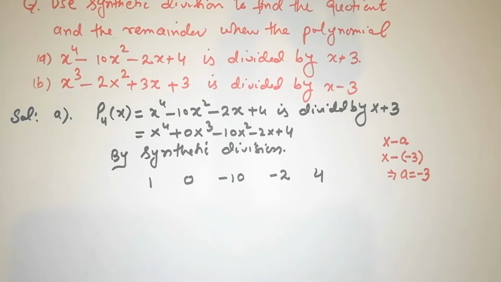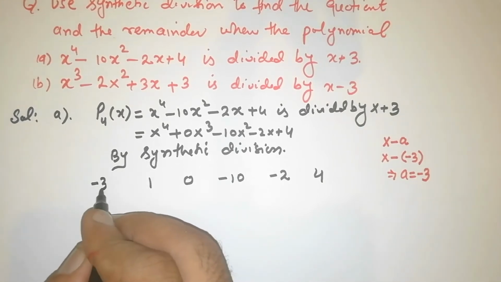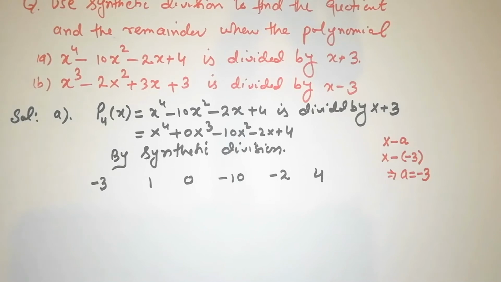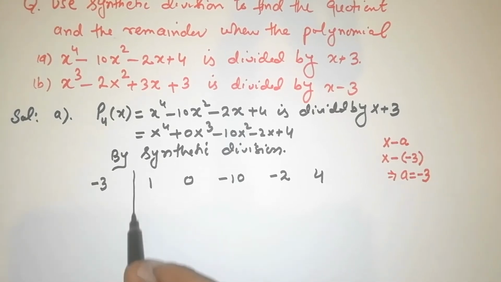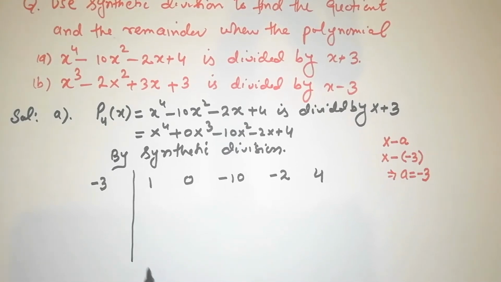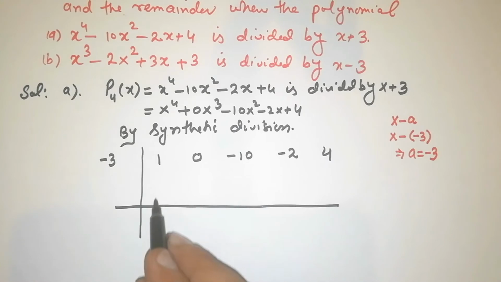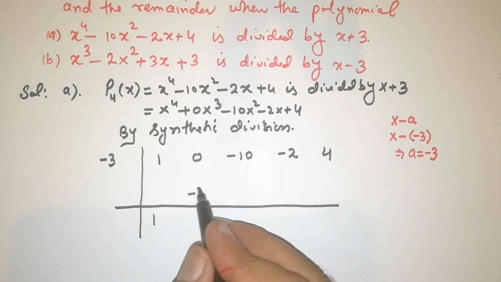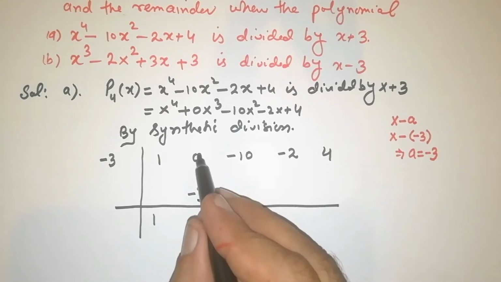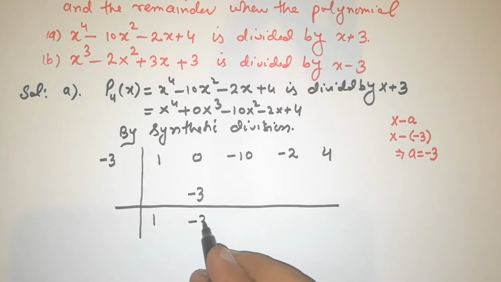Therefore at the leftmost position we shall write this term, minus 3. This is the first line. Better, students, draw a straight line here, and one line here. If you write this, this coefficient is written as it is, 1. Now we multiply minus 3 by this 1, we get minus 3, and add these two terms, we have minus 3.